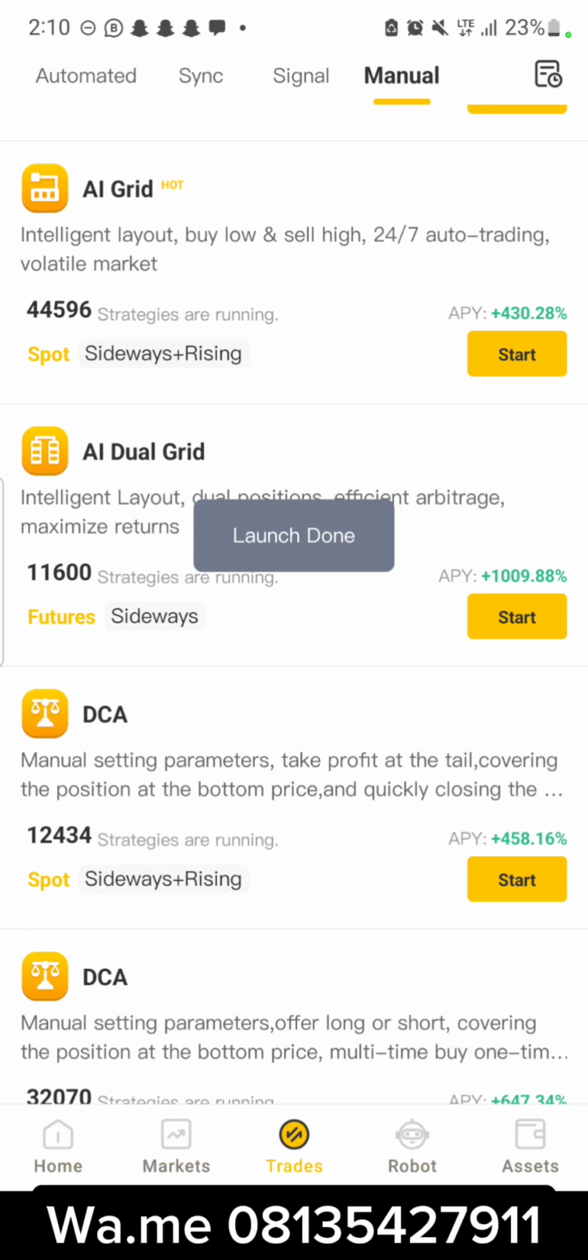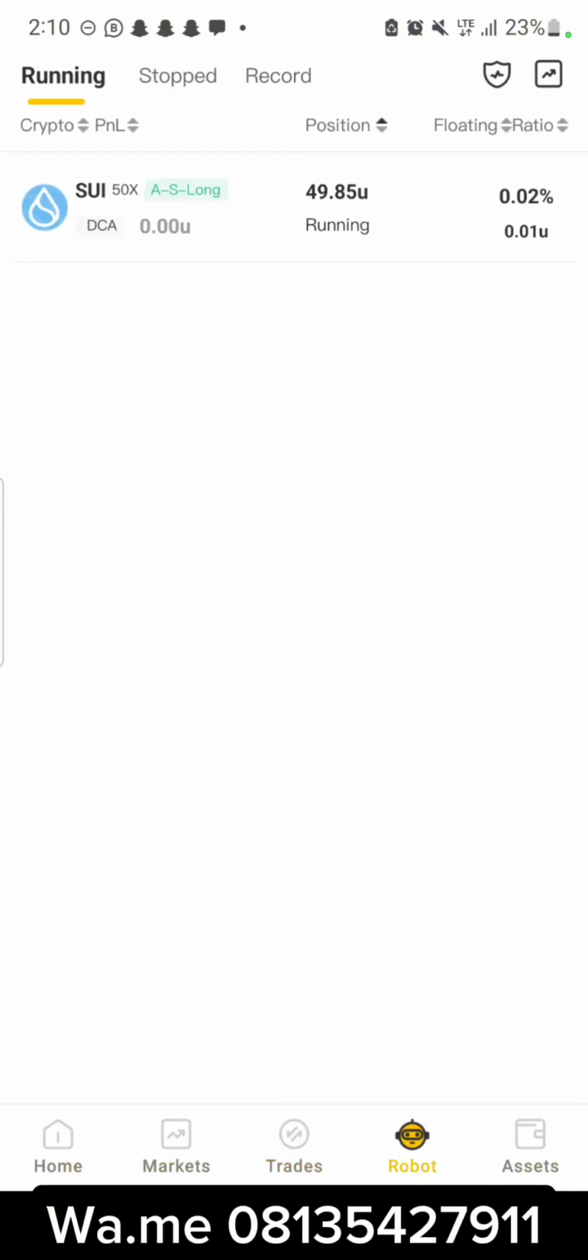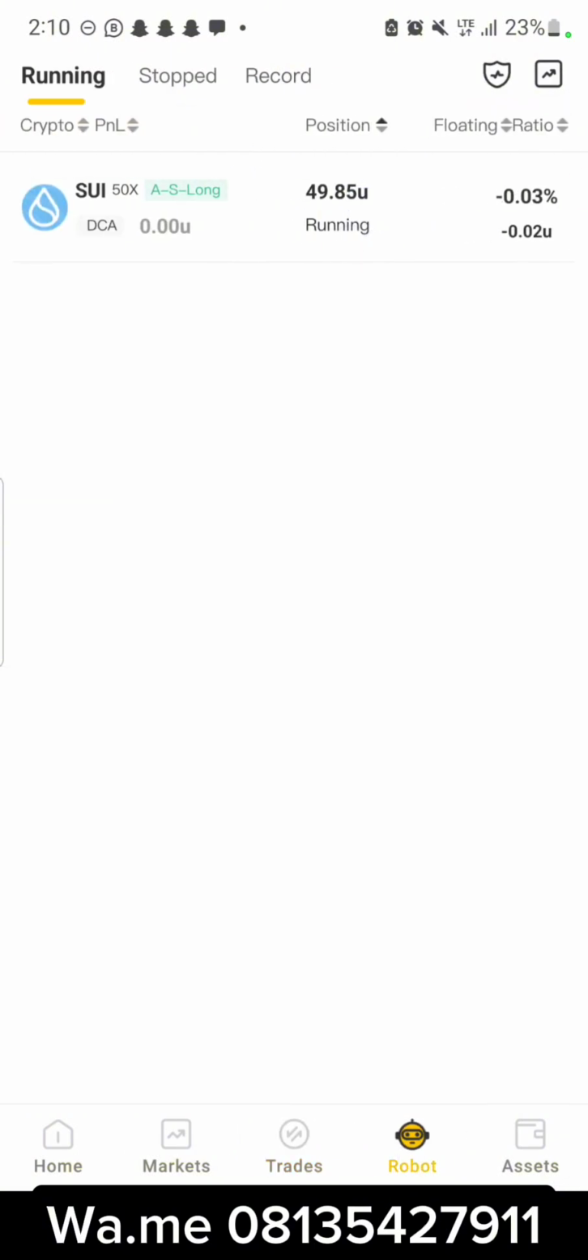Okay, now I've launched this trade, so let's go and click on robot to see which position our robot took. Now the robot took a long position. You can see this is SUI on a long position, which means the SUI is still going to be going up. All right, and that is it.